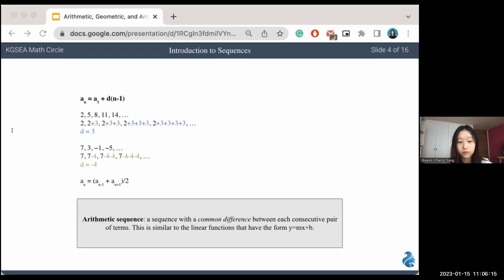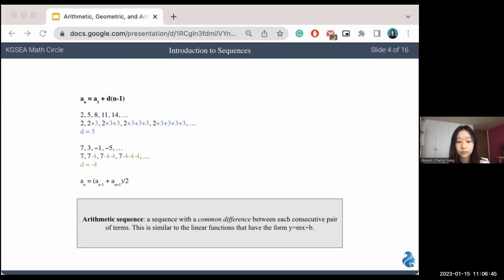The explicit formula for the sequence is an equals a1 plus d times n minus 1, where a1 is the first term and d is the common difference. So to visualize this, you can look at the sequence here, 2, 5, 8, 11, 14, and so on. The common difference here is 3. So 5 comes from adding 3 once to 2, 8 comes from adding 3 twice to 2, and so on. This formula is applicable even when the common difference is negative.